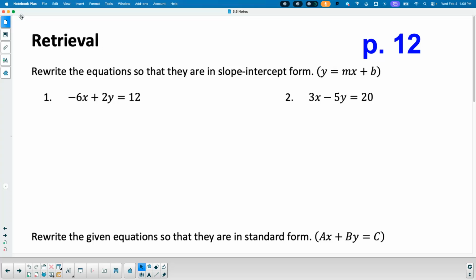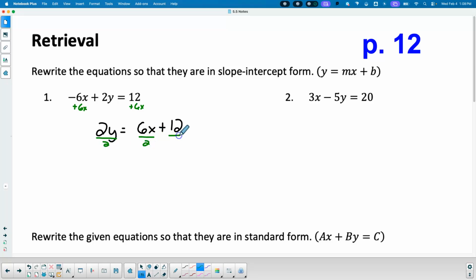So if I want to solve this first one for y, I'm going to add 6x to both sides. Then that's going to give me 2y equals 6x plus 12. Then I'm going to divide everywhere by 2. And that's going to give me y equals 3x plus 6. Agree with me on that?